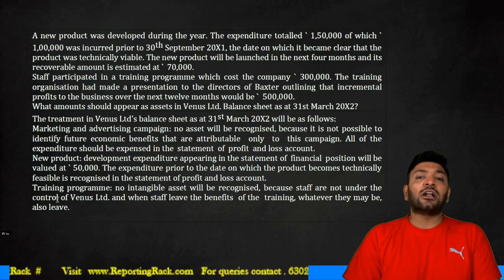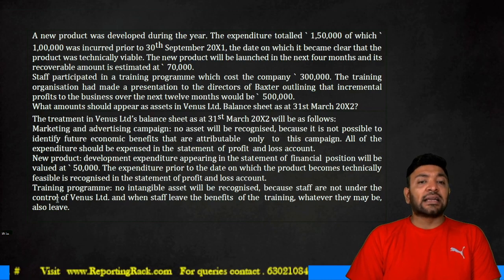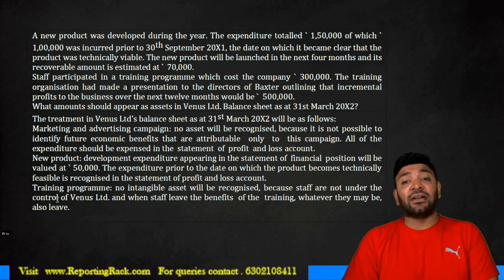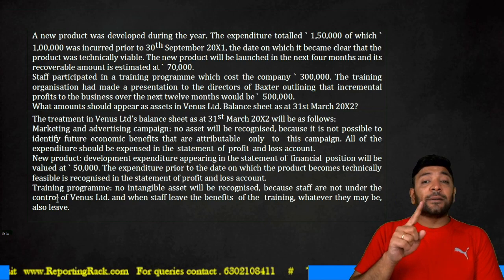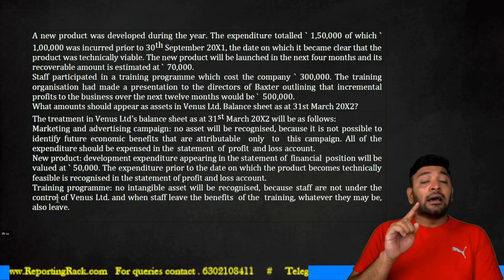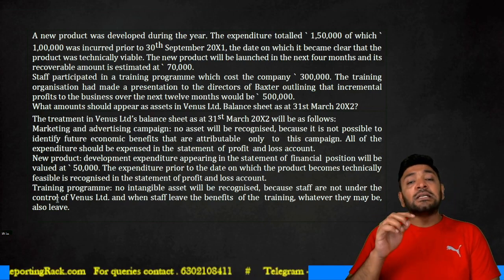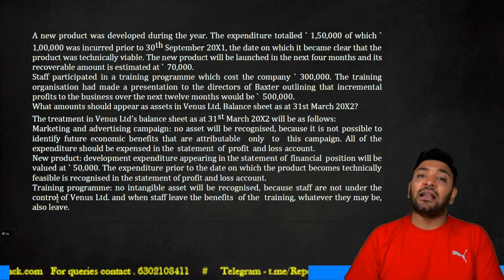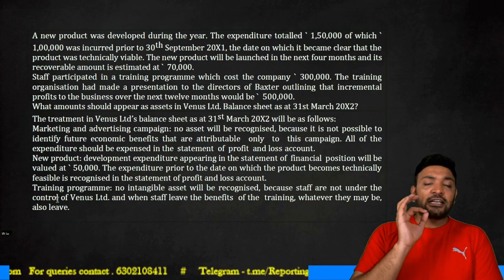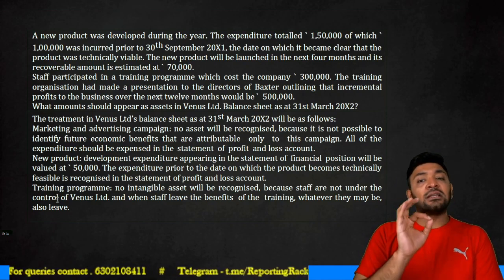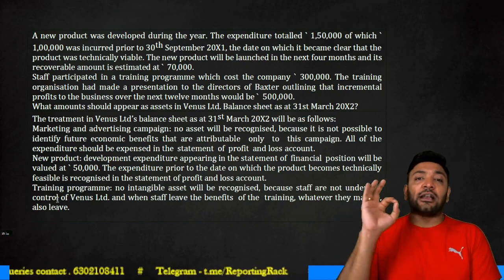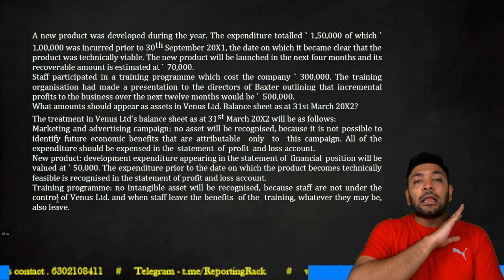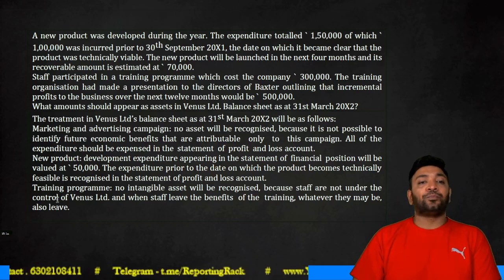The product will be launched in the next 4 months and its recoverable amount is estimated to be 70,000. Development expenditure capitalized is 50,000. Recoverable amount is 70,000. Since recoverable amount is greater, there is no impairment to be charged as per IND AS 36. The development expenditure should be capitalized for 50,000 and will be continued to be reported as 50,000 only. No impairment is supposed to be charged.